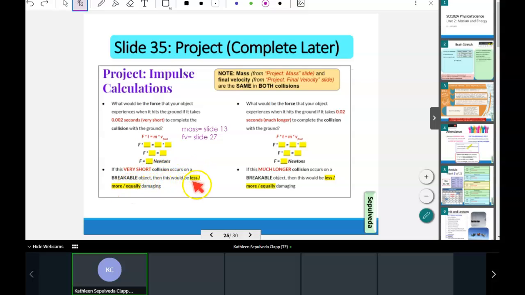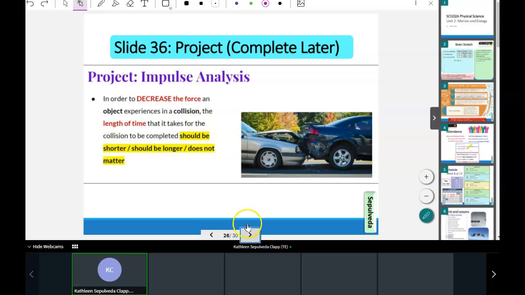And then again, from what you know already, if a very short collision occurs on the breakable object, then this would be less, more, or equally damaging. If you have more force, it's going to be obviously more damaging. If you have less force, it's going to be less damaging. That's why our cars are made the way they are today. It increases the time of collision, allowing for less impact and less force.